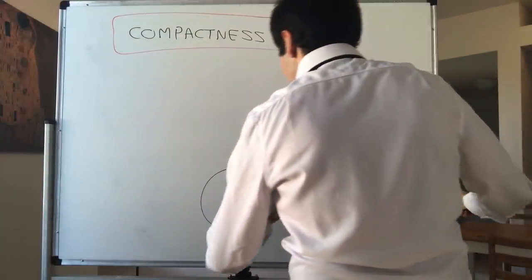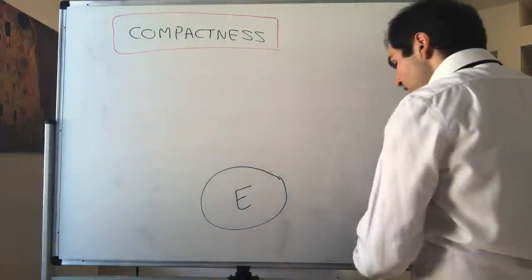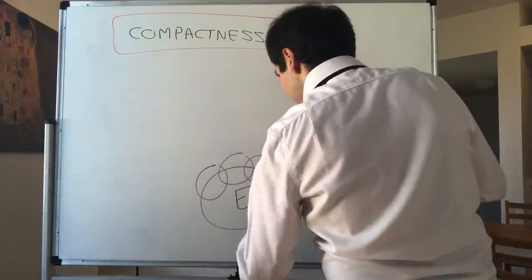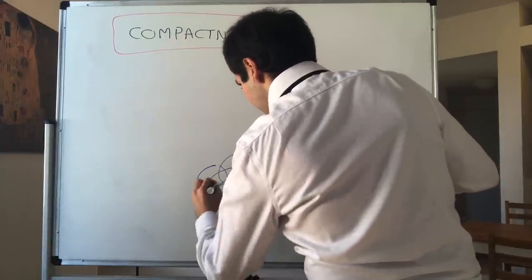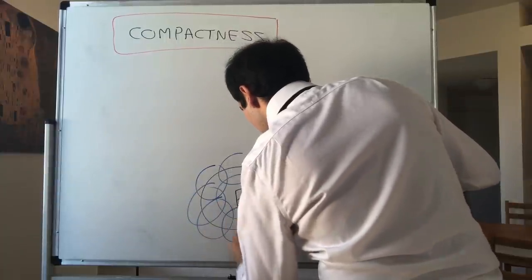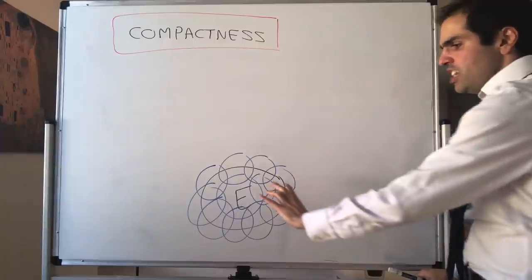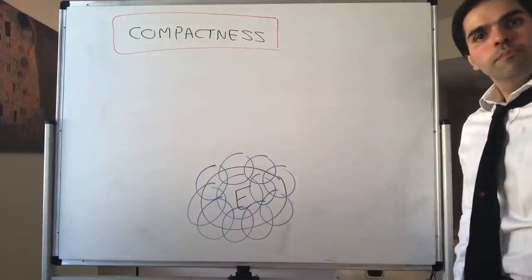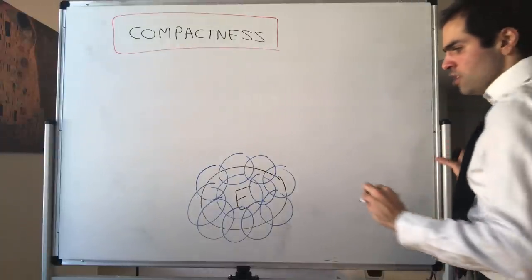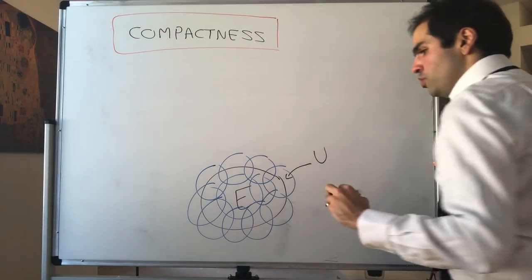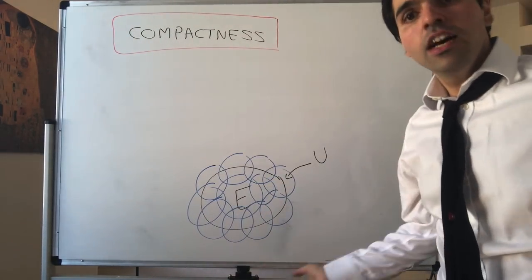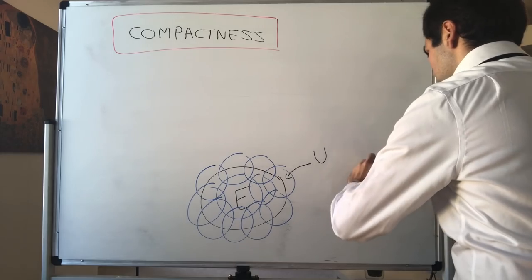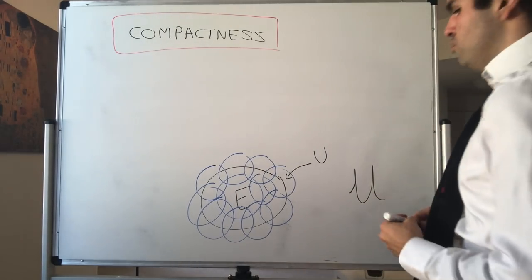So suppose you have a set E, then an open cover is just a collection of patches or open sets that cover the whole set E. What does covering mean? It just means that E is in the union of all the patches. And now let us make that more precise. So a patch will be denoted by capital U, and the collection or the family of all the patches will be written script U. Just a family of all those patches.